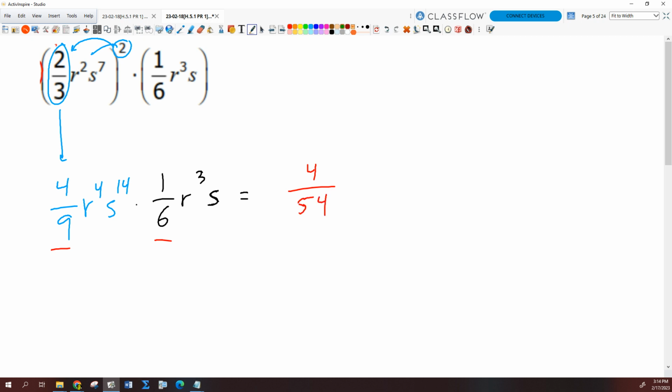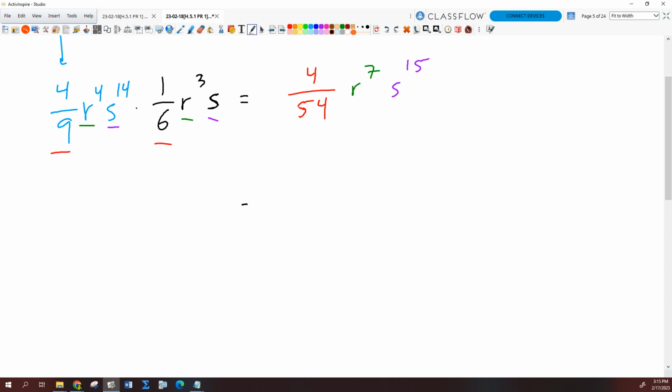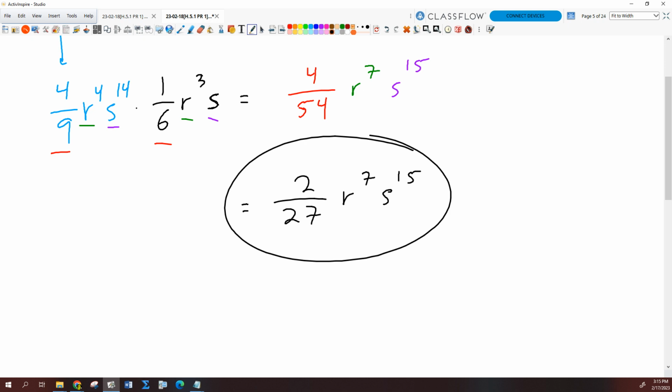Okay, how about when I multiply the powers with base r? Okay, good. So r to the 7th. And then finally, if I multiply the powers with base s, okay, and what's the last thing I could do to simplify that? If you divide it by 27. Yeah, good. I could divide top and bottom each by 2 and get 2/27ths, r to the 7th, s to the 15th. Okay, good. That all makes sense? Okay.